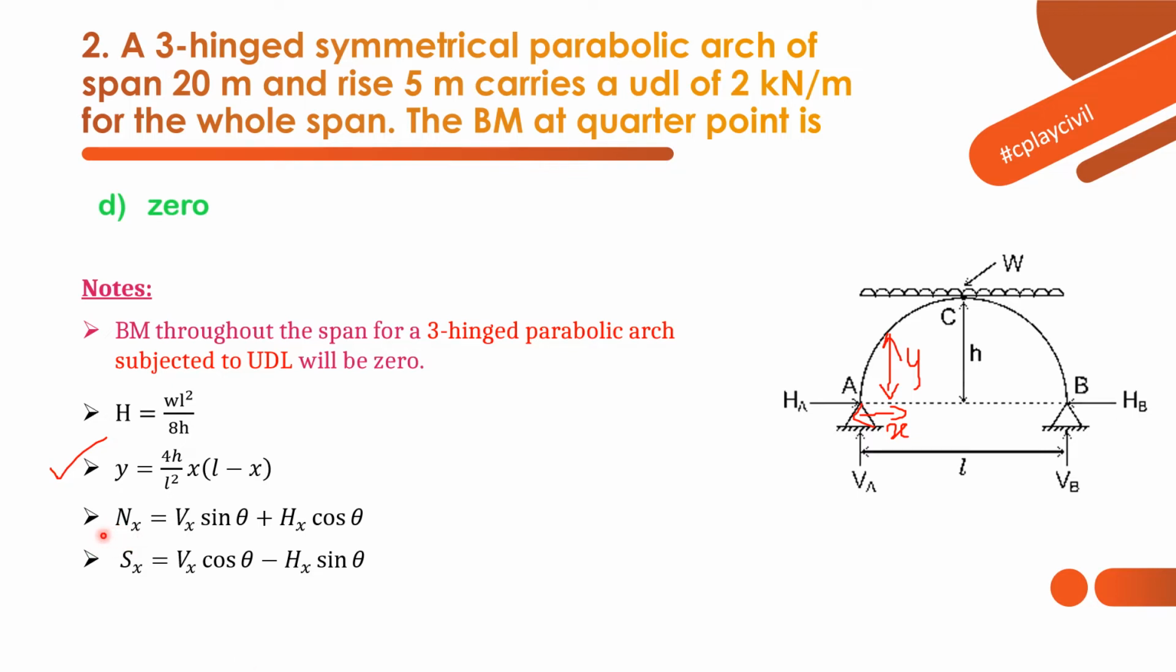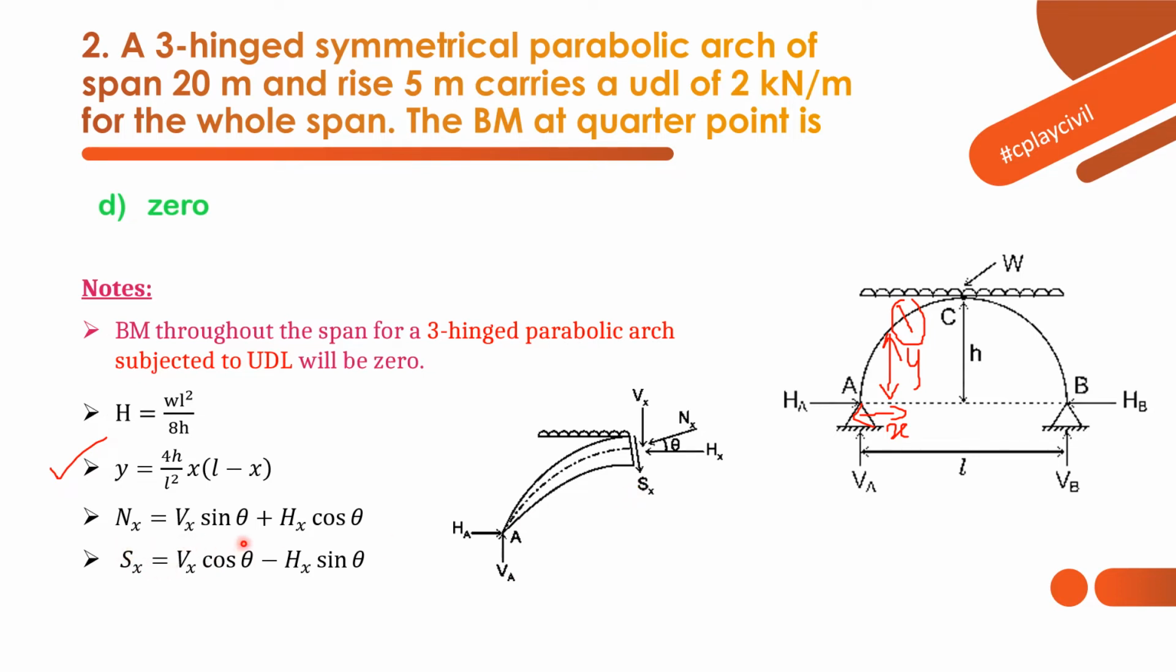Nx is the normal thrust at x section. For example, say this is the section we are taking, then what is the normal thrust? That we can find using this formula. Here you can see this is the vertical force, this is the horizontal force, and the resultant is the normal thrust. Normal thrust will be acting at an angle of theta, that we can find using the resultant of forces concept. These equations will be applicable for a three-hinged parabolic arch.